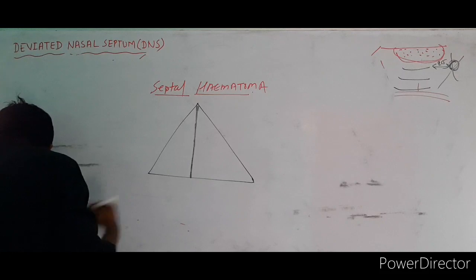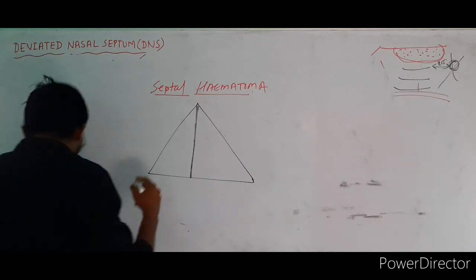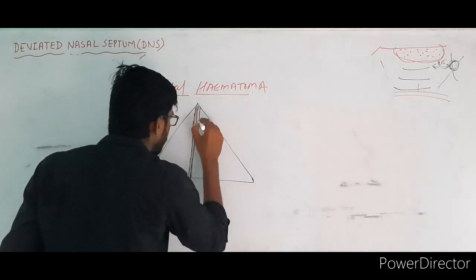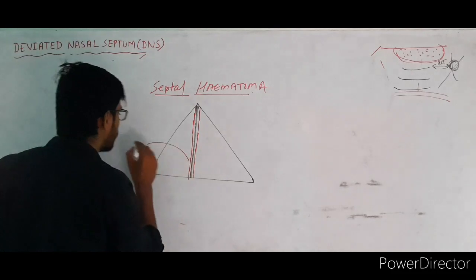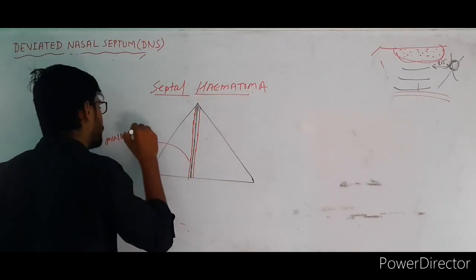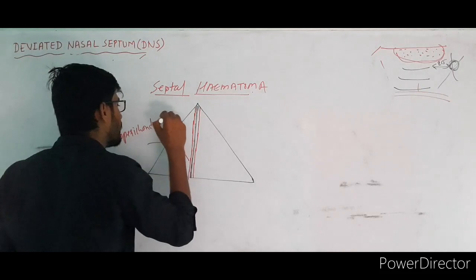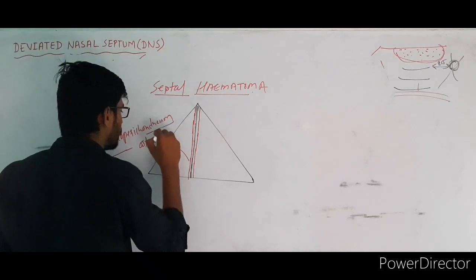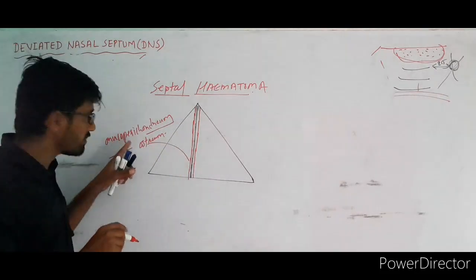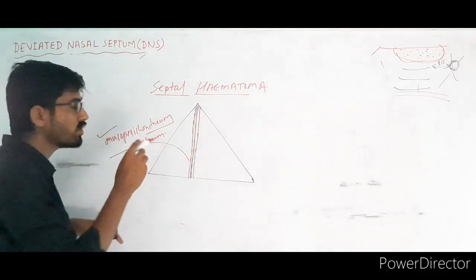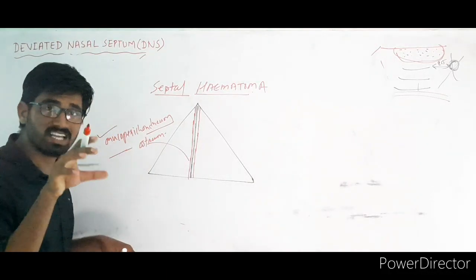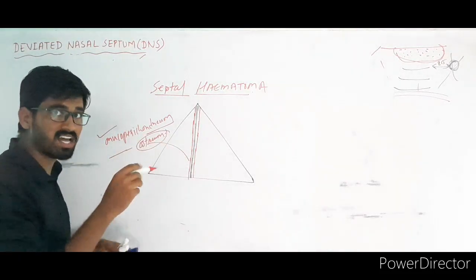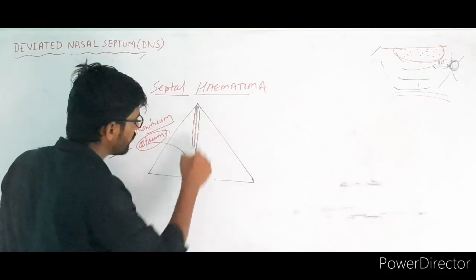Here is this, and here is one covering. Okay, here is one covering. That is called what? Mucoperichondrium, right? And one more thing is the mucoperiosteum. Okay, so are both the same? No. Mucoperichondrium covers only the cartilage part, and the mucoperiosteum covers the bony part, right? So there is a covering, okay.